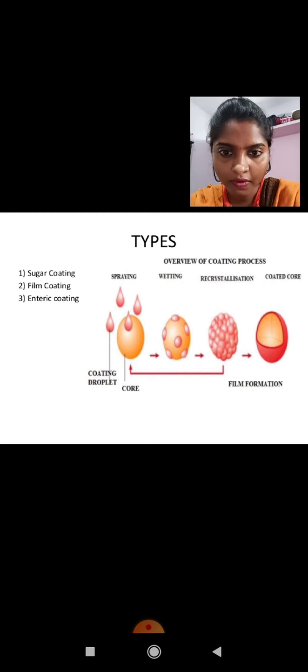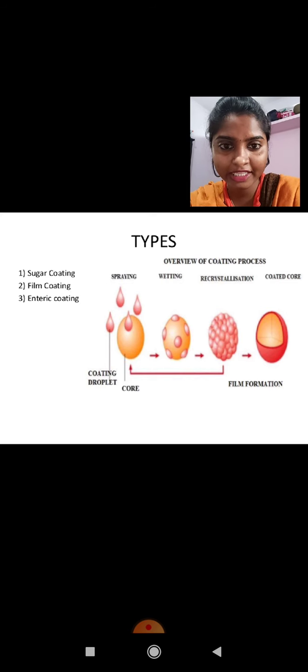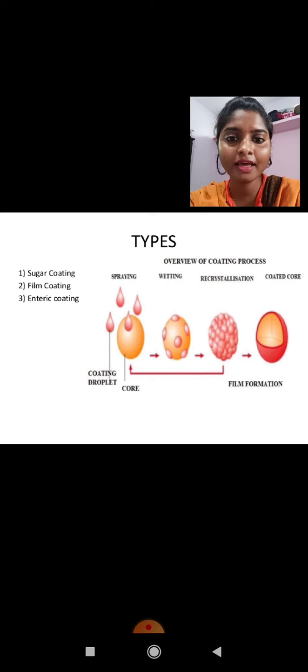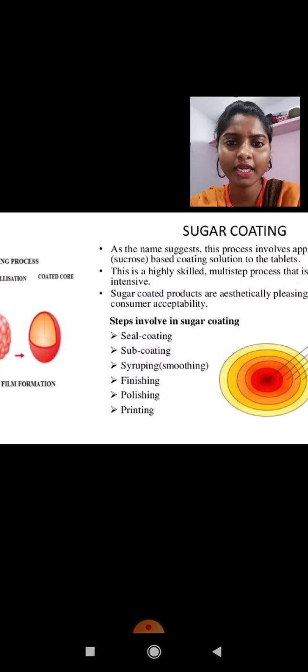Coating droplet: this is the spraying, and after that the tablet is wetted. After that comes recrystallization and film formation. First of all, we spray. Spraying means we spray the coating droplets, the coating solution, onto the tablet core. After the spraying it turns into wetting, then recrystallization and film formation. After that the film is going to dry.